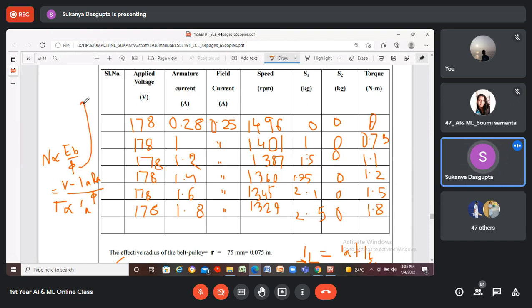Why is this flux constant? Because this flux comes from the field current. We have kept the field current constant at 0.25 ampere. Once the field winding is excited from a DC circuit, only then will a flux be created, and it is kept constant at 0.25 ampere. So your speed is exactly proportional to the back EMF, or exactly proportional to V minus IA RA.